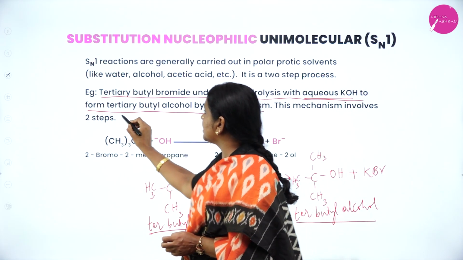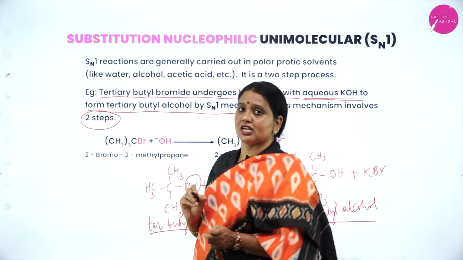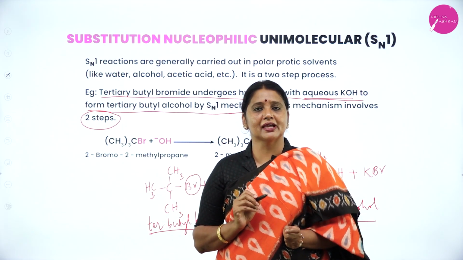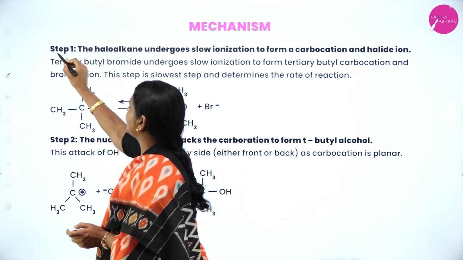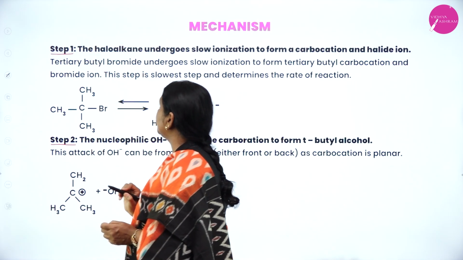This mechanism consists of how many steps? Two steps. What are those steps? There are two steps in SN1 mechanism: step 1 and step 2.